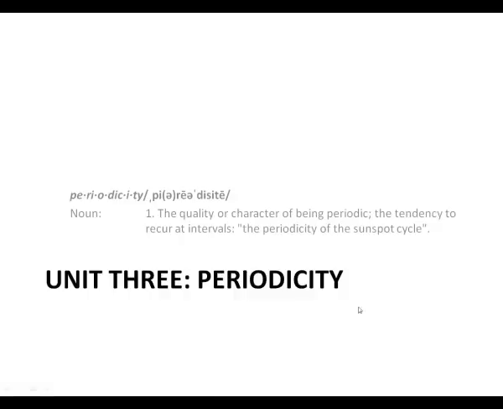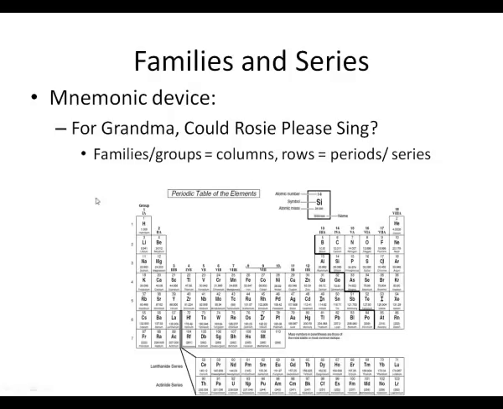This is your Unit 3 review on periodicity. First thing you need to know is the difference between families and series. To help you remember this, I've made up a mnemonic device. For grandma, could Rosie please sing? So, for grandma, the F and the G stand for family/groups, and the C stands for columns. Rosie please stands for rows and periods, and sing stands for series.